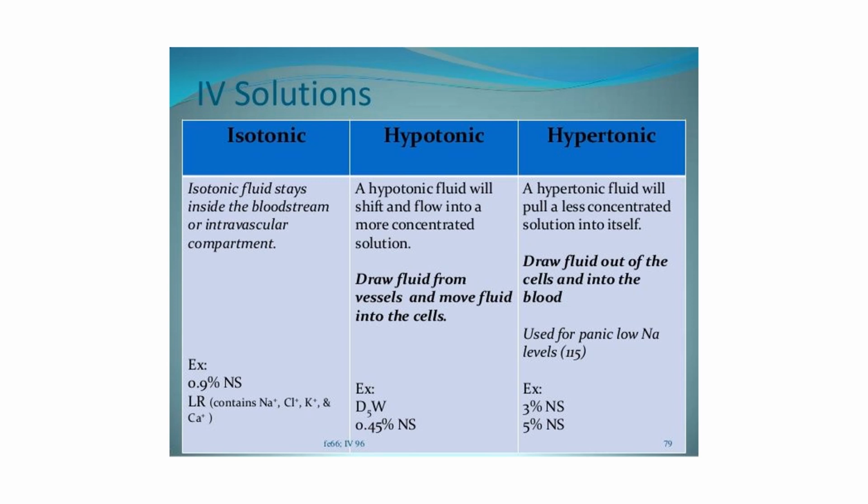Hypotonic, so half normal saline, that should make sense. If you're using half the solutes of 0.9%, then you've made it a hypotonic solution. And it draws fluid from the blood vessels into the cells and causes cellular edema. D5W, most common reason to use D5W is to mix up medications and administer them. So it's not a common maintenance solution at all. Sometimes in children we'll use D5W as a maintenance solution, and I'll explain that a bit later.